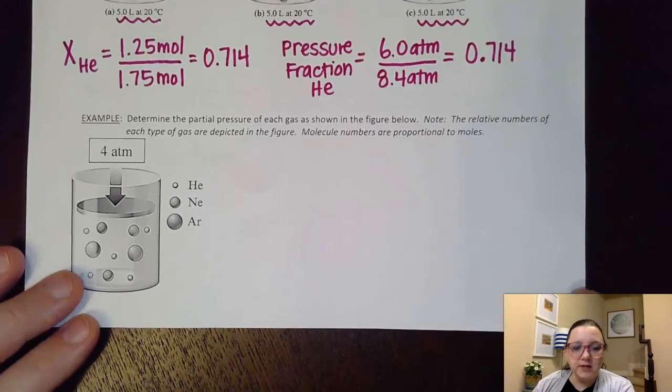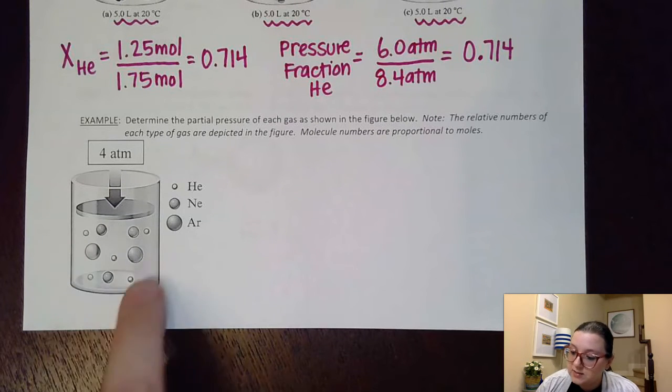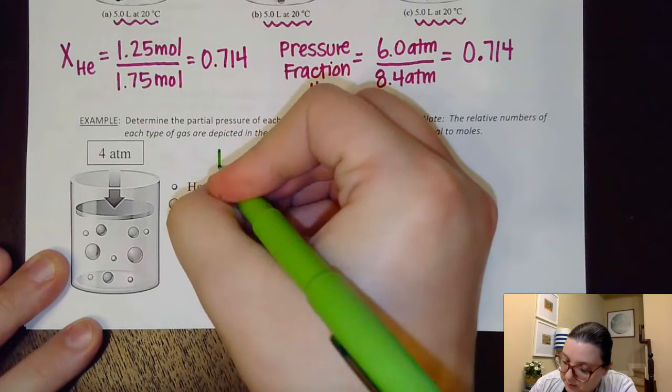Our first one here gives us this lovely canister, and it says, hey, determine the partial pressure of each gas as shown in the figure below. And it gives us a note that the relative numbers of each type of gas are depicted in the figure. So we're going to set the number of molecules that we see equivalent to the number of moles. So to kind of get us going here, I first am going to address the helium.